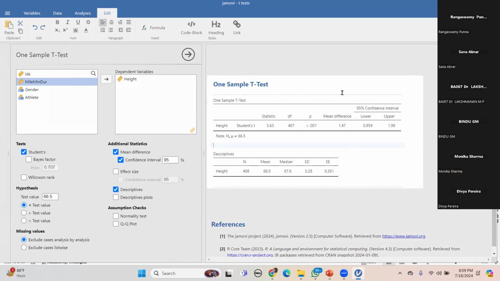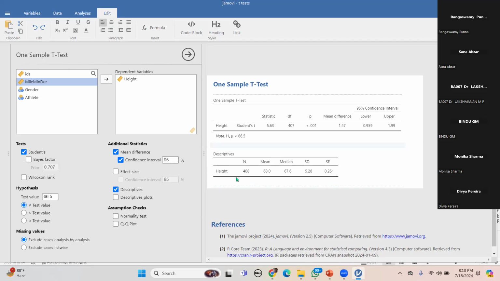There are two important outputs, two important results we have. First one is descriptives. We have a total of 435 respondents. However, we got the data only for 408, which means there are certain missing values. So the total number of people who responded to this particular question was 408. Out of 435 people, there are a couple of missing values.